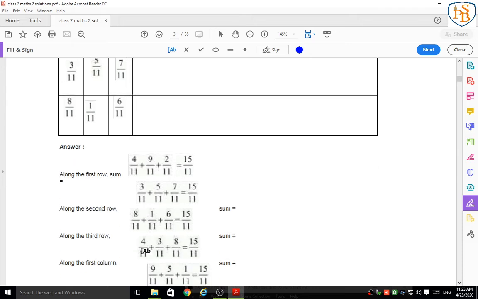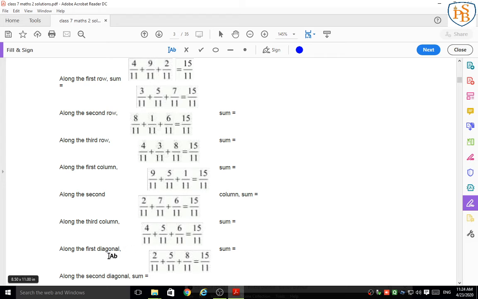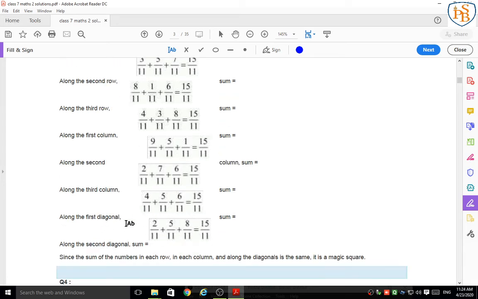Look at the answer. Along the first row, the sum is 15 upon 11. Along the second and third rows, the addition is the same, 15 upon 11. Along the first, second and third columns also, the addition is the same, 15 upon 11. And what about the first and second diagonals? If we add the numbers diagonally, their sum is also 15 upon 11. Since the sum of the numbers in each row, in each column and along the diagonals is the same, it is a magic square.